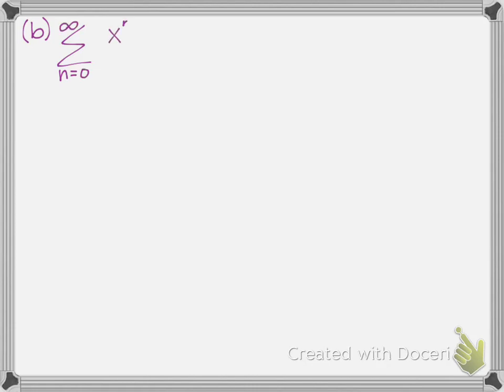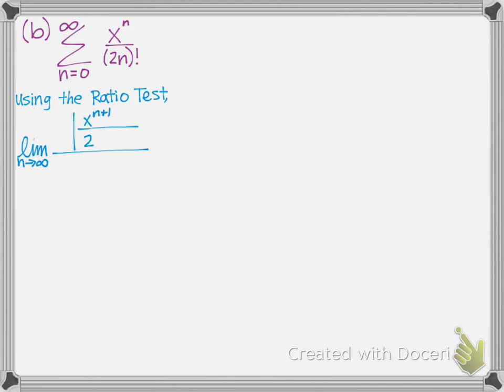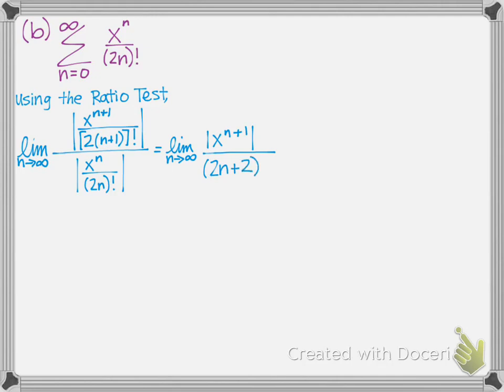Question B was this. And again, I'm going to use the ratio test and find the limit as n approaches infinity with the absolute value of the n plus 1 term on top and the n term on the bottom. And I start to simplify, and the absolute value will stay on the x's.